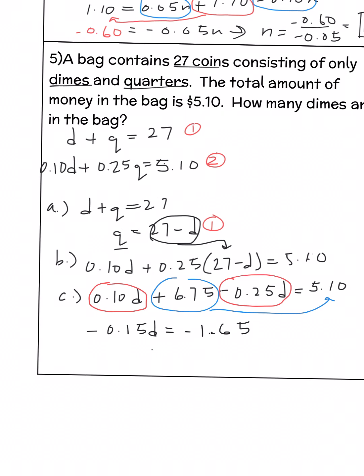Now to get D by itself, what do I have to do? I have to divide negative 1.65 by negative 0.15. So this will give me the number of dimes. And the number of dimes is 11.